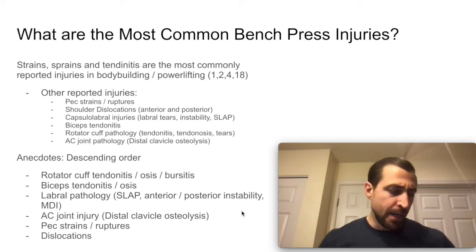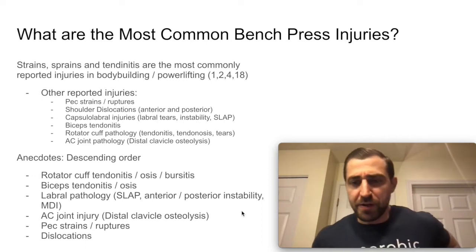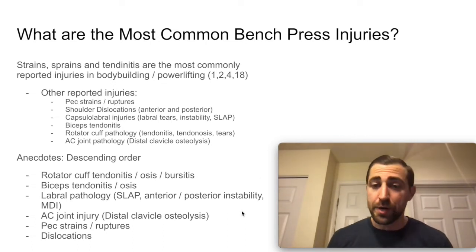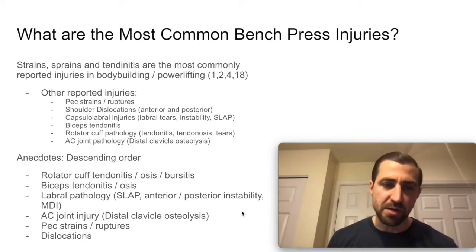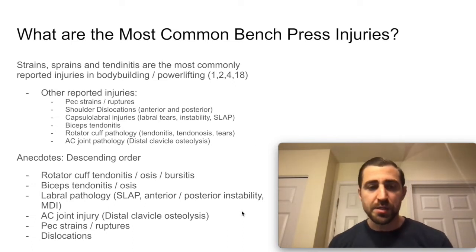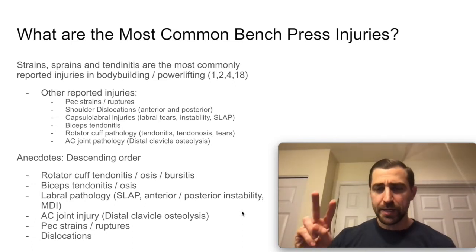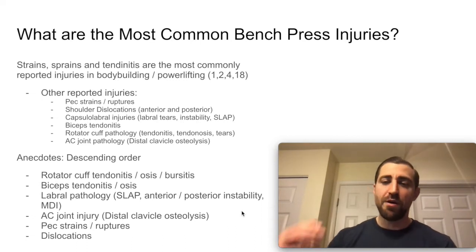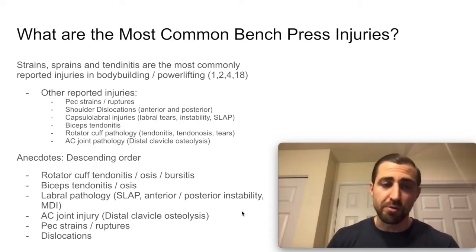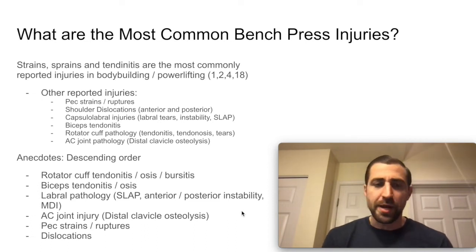And I wanted to say that I'm a physical therapist, right? I've been working with the fitness population for close to 20 years now, as a physical therapist and a coach. So what I see the most in terms of injuries, by far the biggest one, is going to be your basic rotator cuff tendonitis, tendinosis, or bursitis. Close second, and maybe even first depending on the age, is going to be biceps tendonitis or biceps tendinosis, right? Pretty far third after those two would be your labral pathology. So your SLAP tears, your anterior and posterior instability, and your multi-directional instability. They're still relatively common. It's not like I don't see them quite a bit.